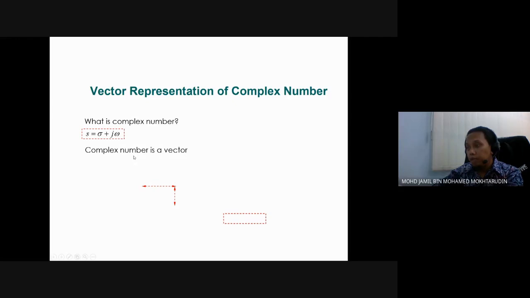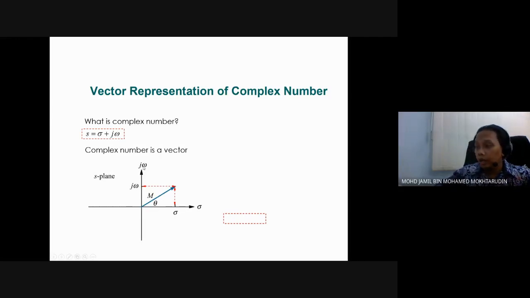So a complex number can be represented by a vector. Here, if you have an S-plane, the x-axis is made up of the real part of the complex number, and the y-axis is made up of the imaginary part of the complex number. So if you plot s equals sigma plus j omega, this is the point, sigma and j omega. So here you can draw a vector line.